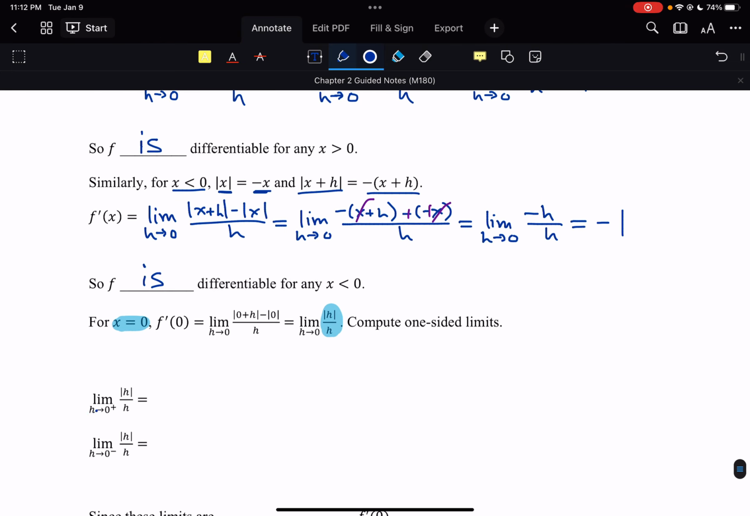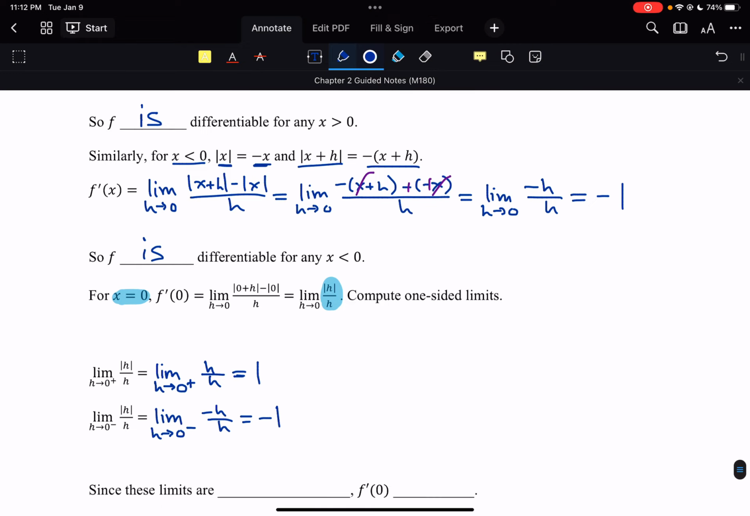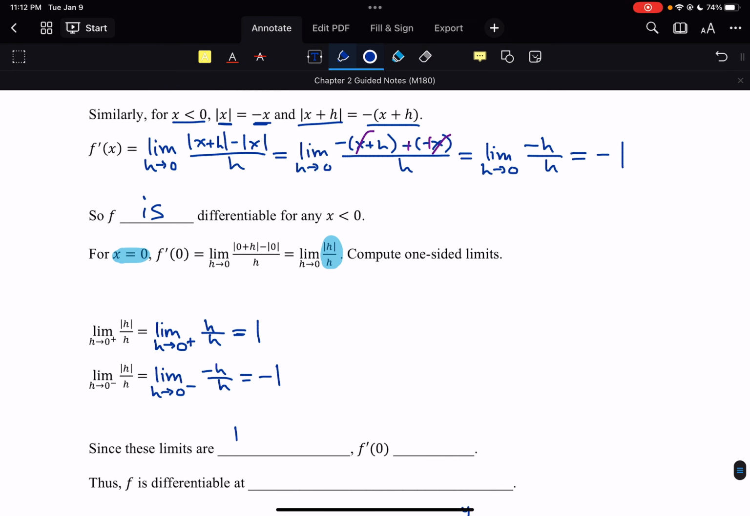So if we compute the limit from the right, absolute value of h is positive, right? The h value is positive. So this is just going to be h over h, which is 1. Coming from the left, h is negative. So we're going to get negative h, just like we had up above. So we get a negative 1. Since these limits are different, f prime of 0 does not exist.